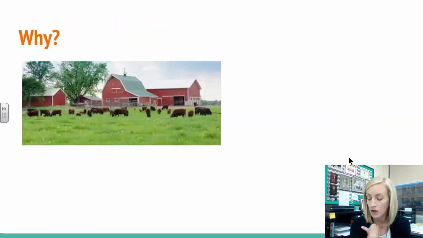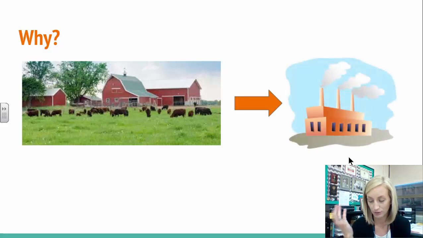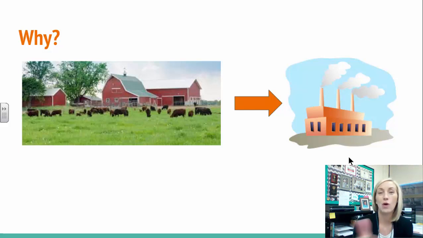So why? Well, farmers are moving to cities. That's really a big thing. Farmers are moving to cities to work in factories. But then again, why? So this is kind of the why of the Industrial Revolution, in that more people are moving into cities and therefore there's a bigger labor force. But why? Well, it's because of the Agricultural Revolution.